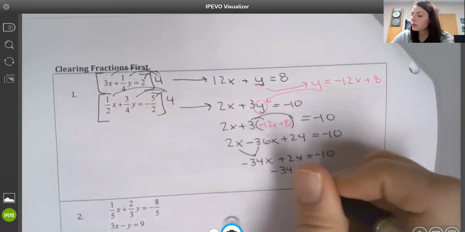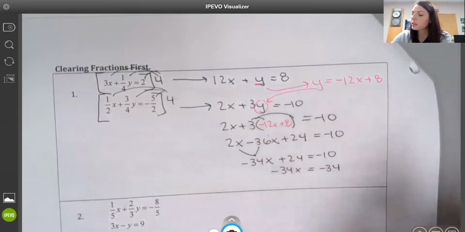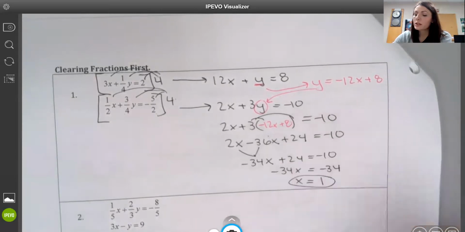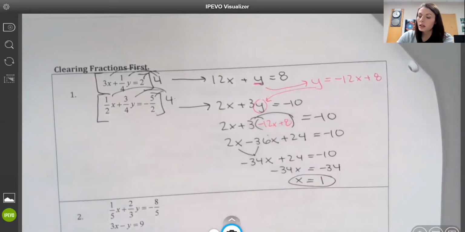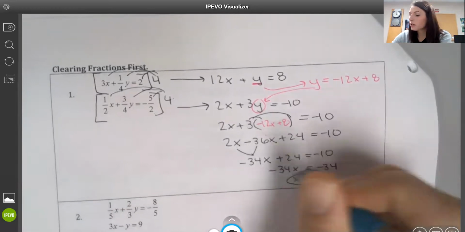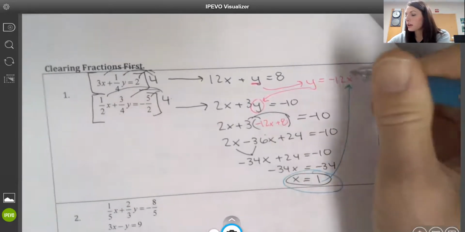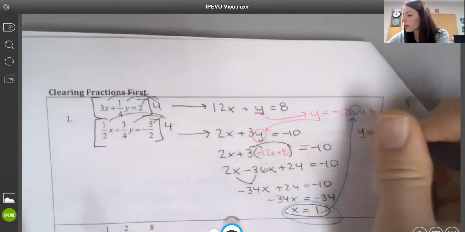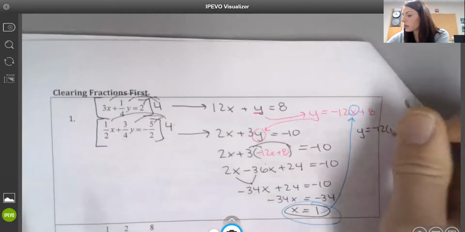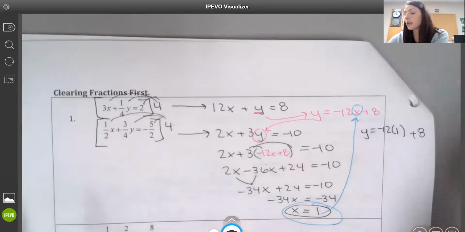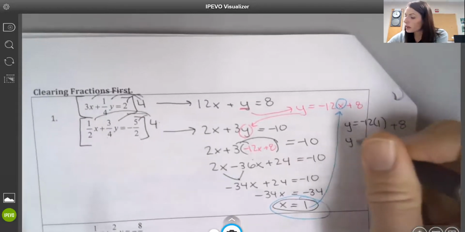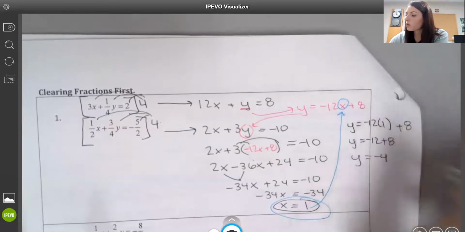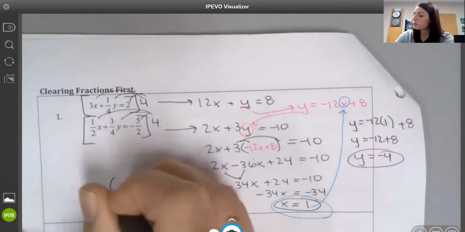Combining like terms gives me negative 34x plus 24 equals negative 10. Subtracting 24 gives me negative 34x equals negative 34, or x equals 1. Now that I know x equals 1, I can take that and plug it in for x here. And I know that y equals negative 12 times 1 plus 8, or y equals negative 12 plus 8, y equals negative 4.